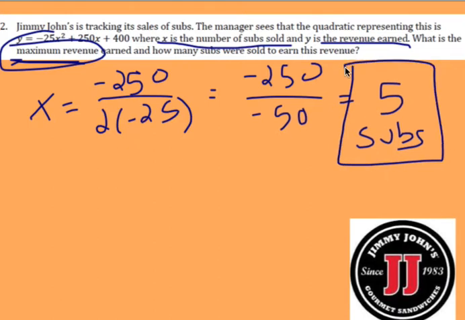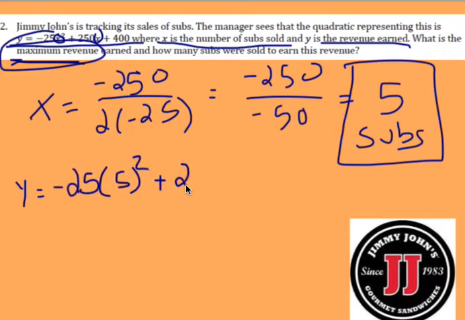So now we're going to try and figure out what that maximum revenue is going to be. So what I'm going to do is take my original quadratic, and wherever I see that x, I'm going to put in a 5. So I get negative 25, and I'm going to put 5 in instead. Then I can just type this in my calculator. So negative 25 times 5 squared plus 250 times 5 plus 400.